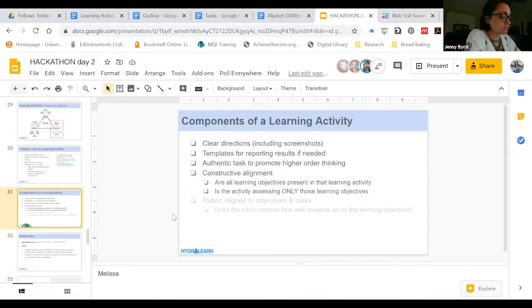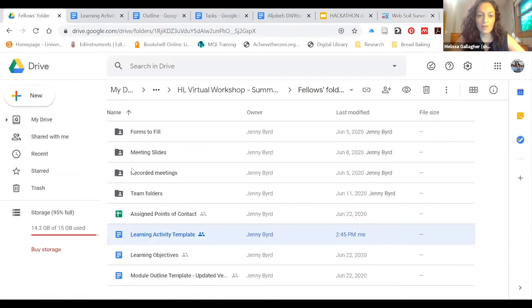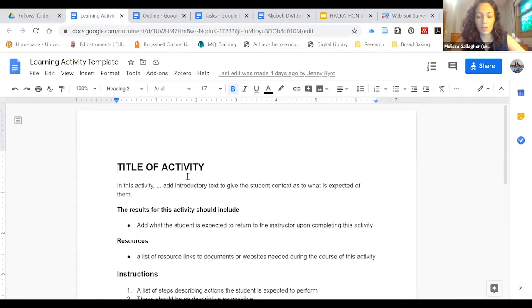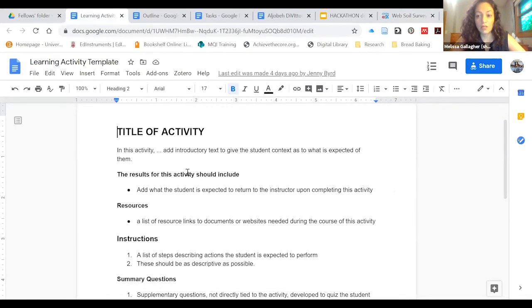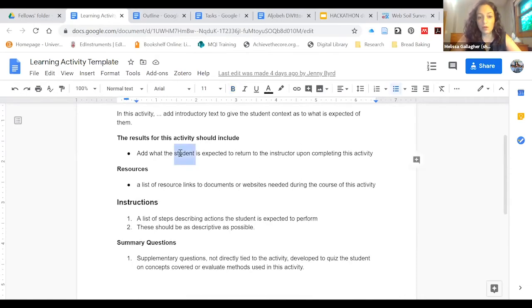So these are the key things we want you to think about as you're thinking about a learning activity. We have a template for you in the Fellows folder, called the Learning Activity Template. With your next partner session, we'd like you to make a copy of this template and save it into your folders, and pick that authentic task that you're really thinking of doing for your final culminating learning activity, and start to think through what the results would include. Start writing it up so that tomorrow we'll put it directly into HydroLearn and start building it into your module.